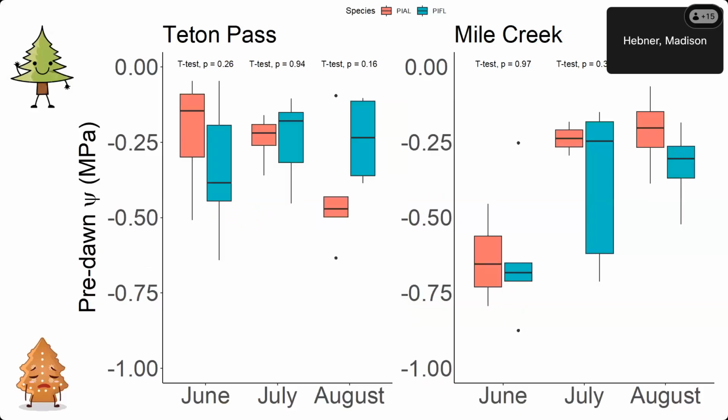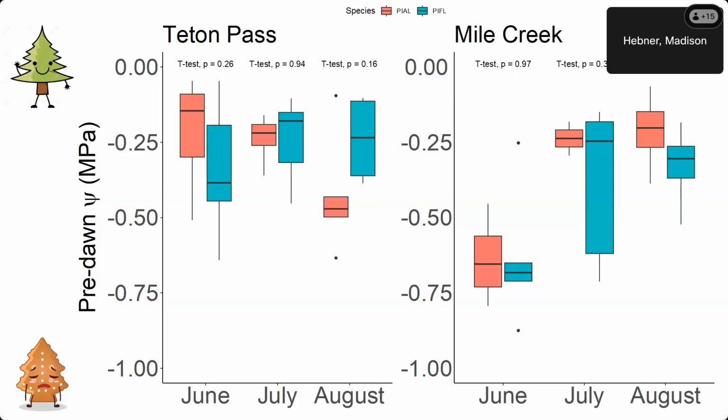Again, some preliminary results for pre-dawn water potential, which is the metric we took an hour before sunrise. Just to orient you to the axes, a more negative water potential indicates a more water-stressed tree. You can tell by what Sean would call a crispy pine tree at the bottom. And a less negative water potential indicates a less water-stressed tree, again depicted by a happier pine tree.